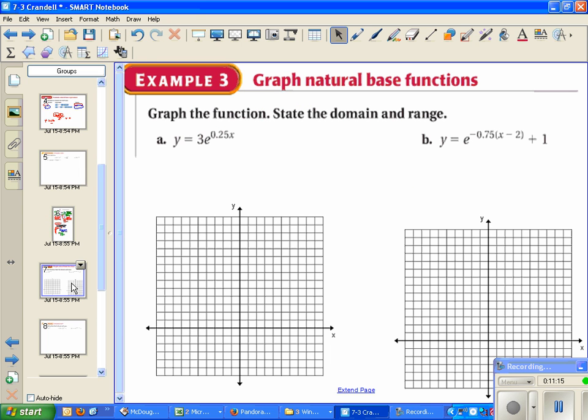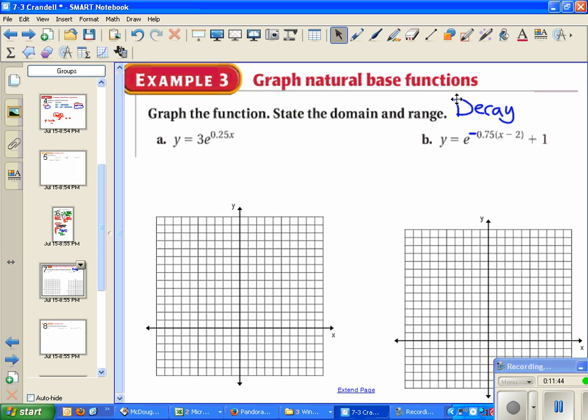So look at A and look at B and put growth function if it's a growth function, and put decay if it's a decay function. So step back, look at your exponents. Which one is a decay function? So if you put decay for B, you are correct because the exponent is a -0.75, so that is definitely going to be a decay function.